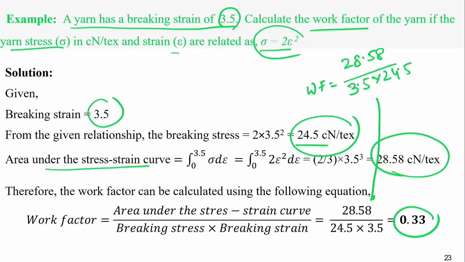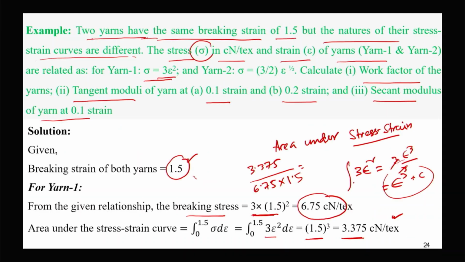And our next numerical is, by integrating this relationship, sigma equal to 3 epsilon square, we get 3 epsilon cube by 3. So, 3 cancels out. It will be epsilon cube plus a constant, and the constant will ultimately get cancelled out. Finally, it will be 1.5 cube, that is 3.375. So, effectively the work factor for yarn 1 will be 3.375 divided by 6.75 times 1.5. So, the value will be 0.33.